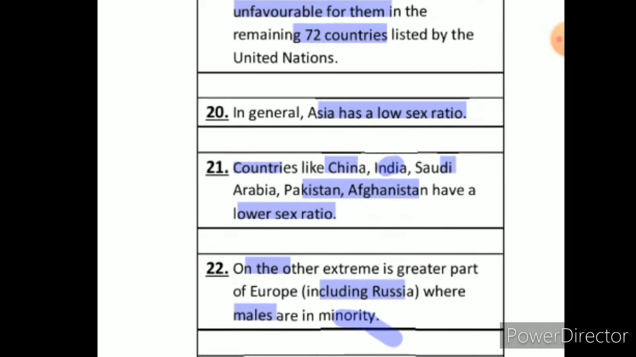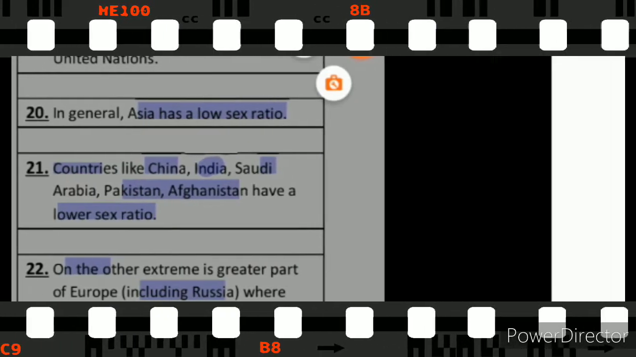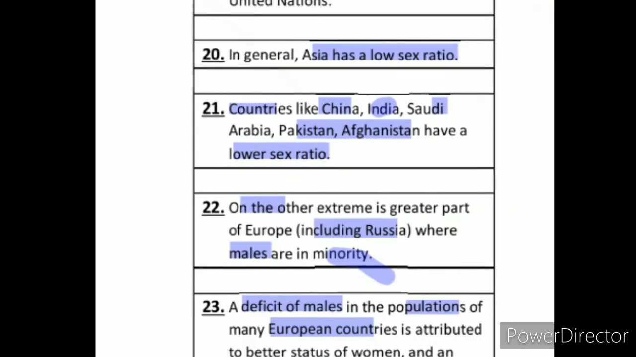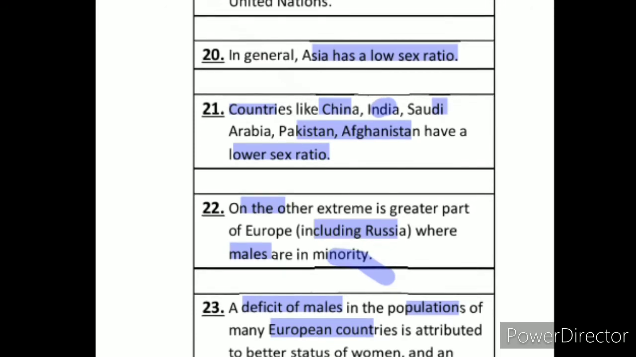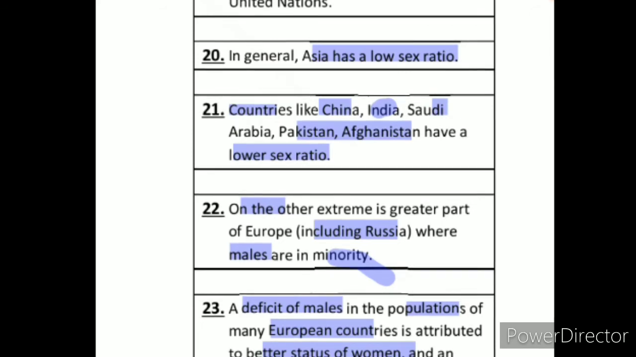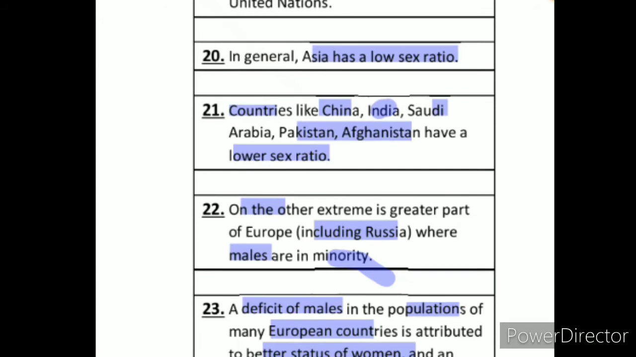Why is it so? Why is the female population more in these countries as compared to males? So I told you the reasons why there is a deficit of males in the population, especially in European countries. The reason can be that in European countries better status has been given to women, and that was the reason why a male dominated society is not there. Or males migrated to different parts of the world in the past. Maybe that's the reason why you find a deficit of males in these areas, maybe.